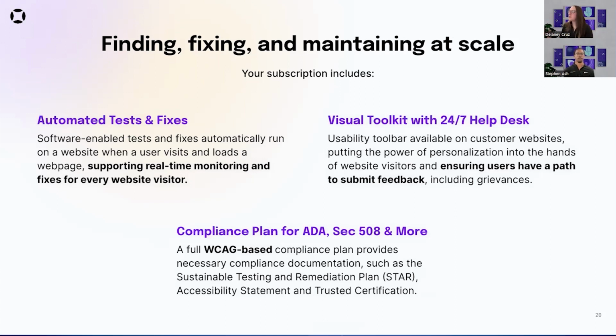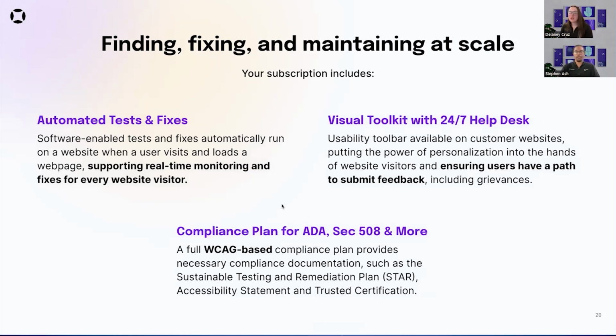Within that usability toolbar, there is also access to a 24/7 help desk that is manned by our AudioEye team. So essentially, if someone is to visit the website and experience an accessibility issue live, they have a grievance procedure available to them through that visual toolkit and 24/7 help desk, where they can actually report directly to our team that they have experienced an accessibility issue, and our team can work to correct that.